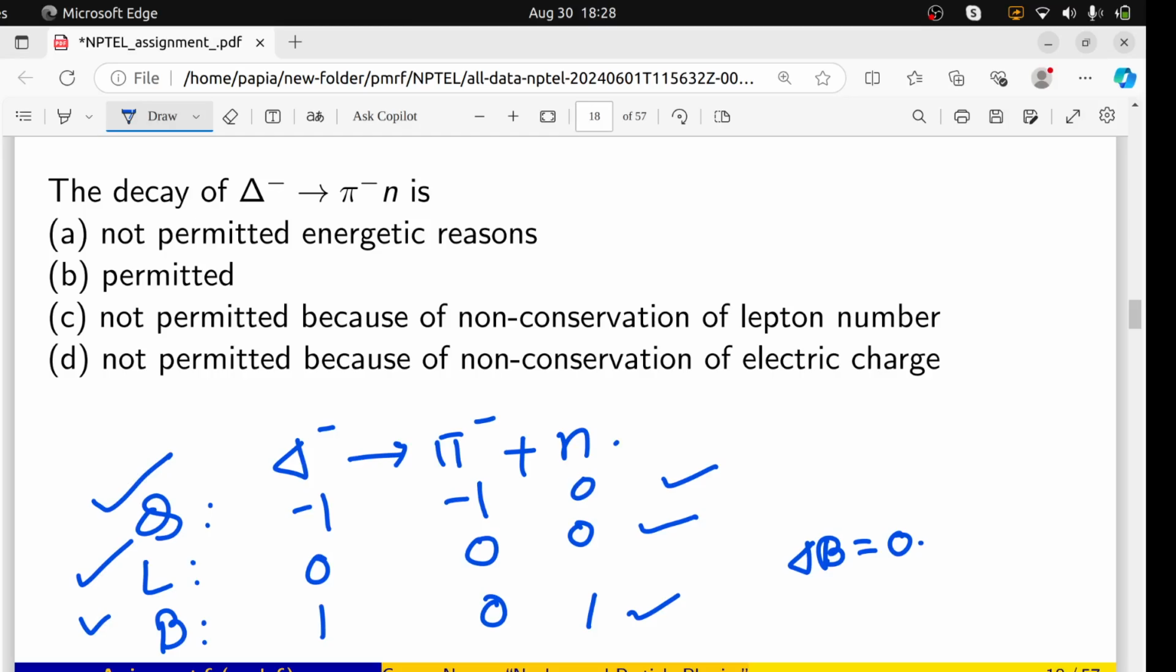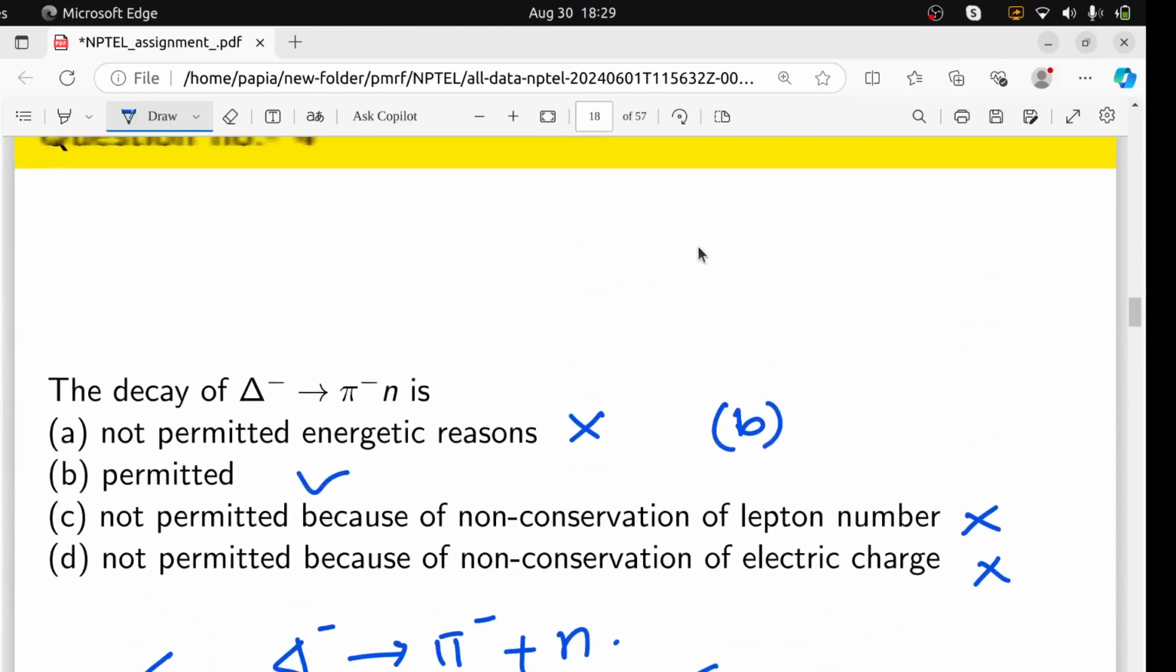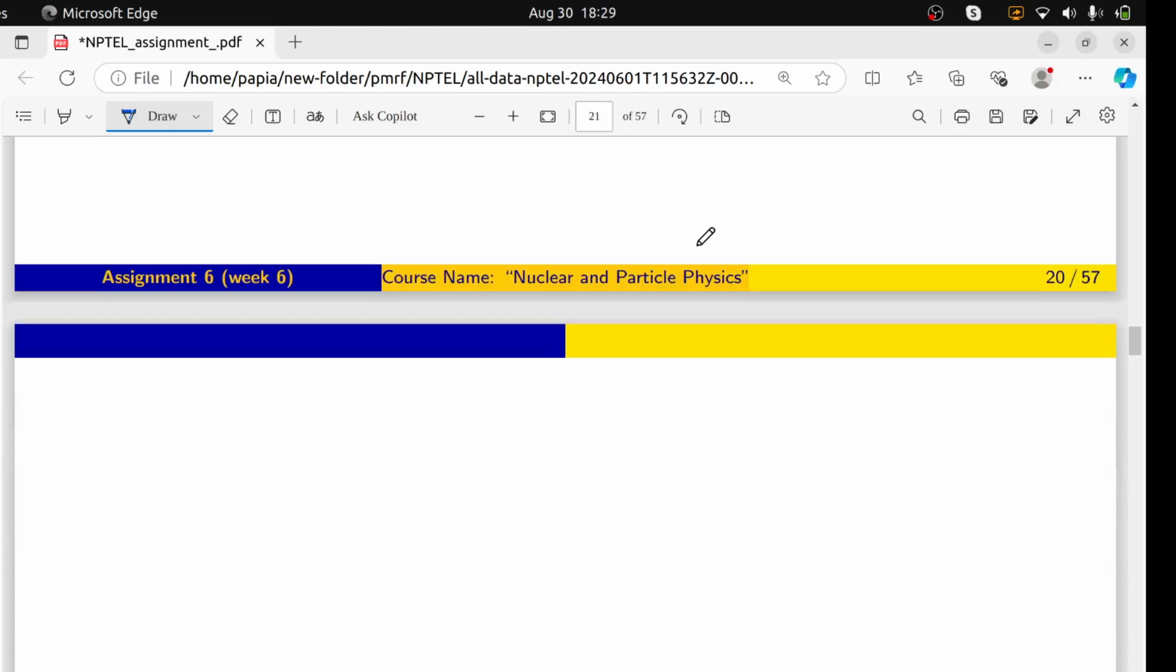Now see the options. Not permitted for energy reasons? No, it's not correct. Not permitted because of non-conservation of lepton number? That is also not correct. Not permitted because of non-conservation of electric charge? That is also not correct. So that means it is permitted. So the option will be B. If you have any doubt, you can ask me at any step. There is no problem. As these are very simple things, maybe we can go very quickly, but obviously whenever you have a problem, you can ask me.